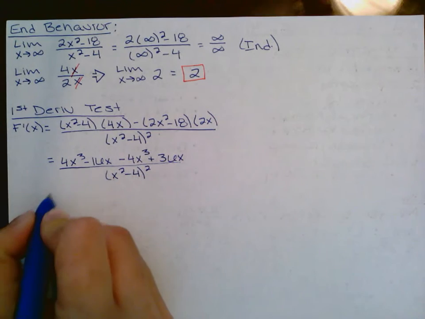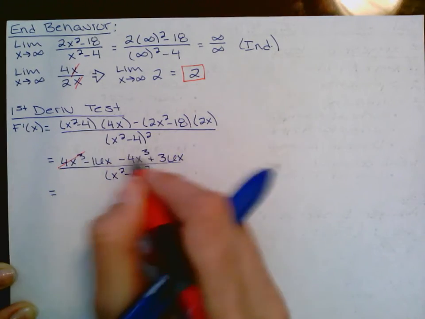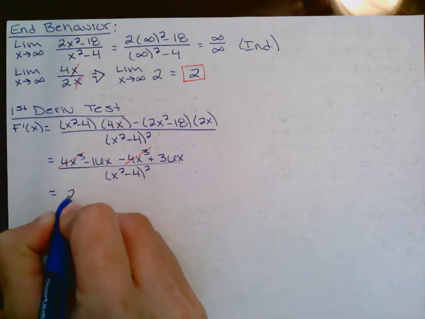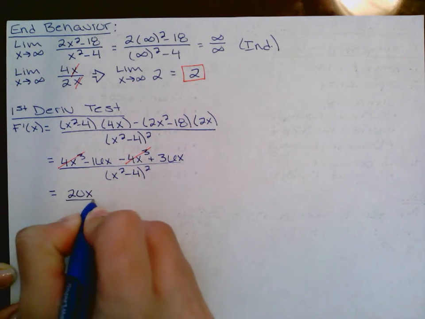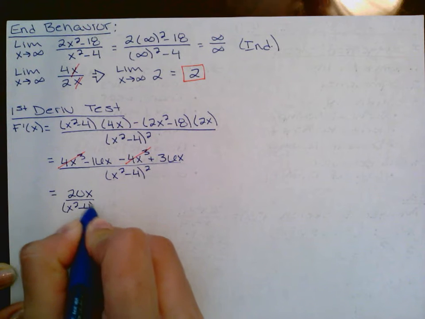Just rewriting the denominator. And I'm going to clean one more time because the 4x cubed positive and negative are going to cancel out. And then I have a negative 16x and a positive 36x, which leaves me with 20x over x squared minus 4 squared.